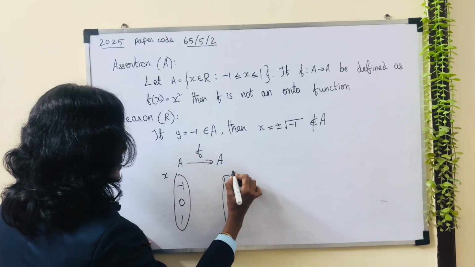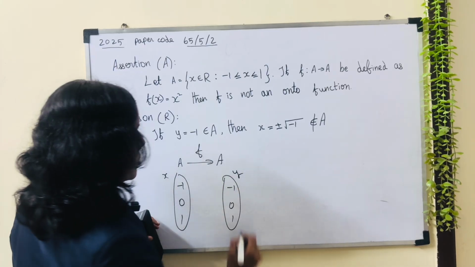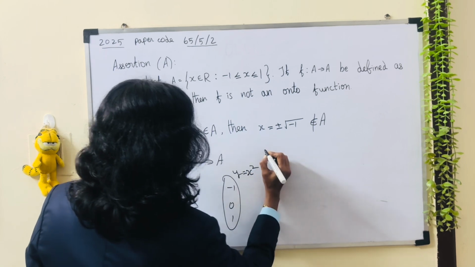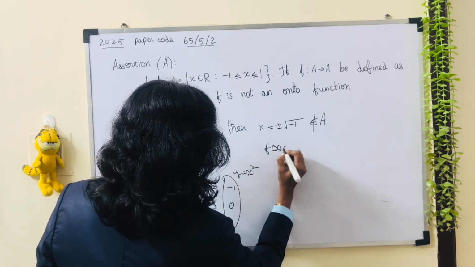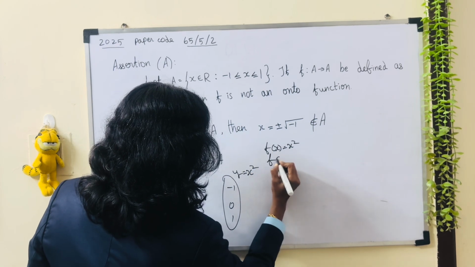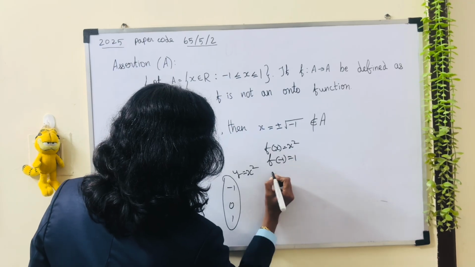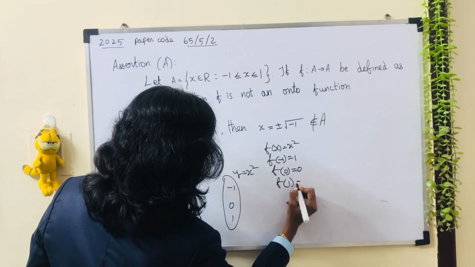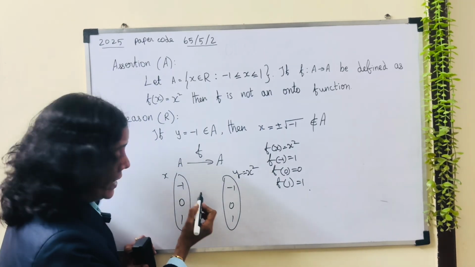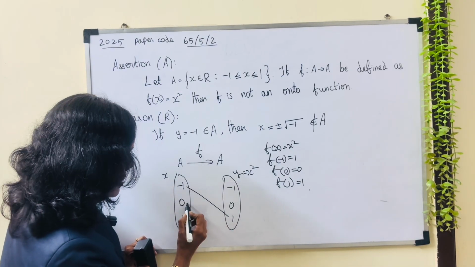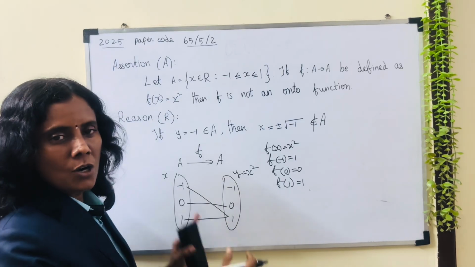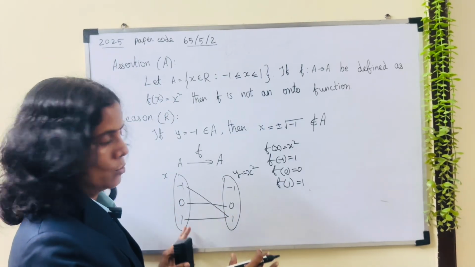Here this is domain, this is codomain. Now here y is x square, f of x is x square. F of minus 1 is 1, f of 0 is 0, and f of 1 is 1. So minus 1 is mapped to 1, 0 to 0 and 1 to 1. It is not 1 to 1, but no need to go there.